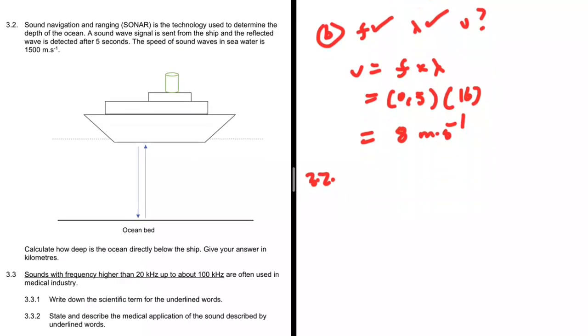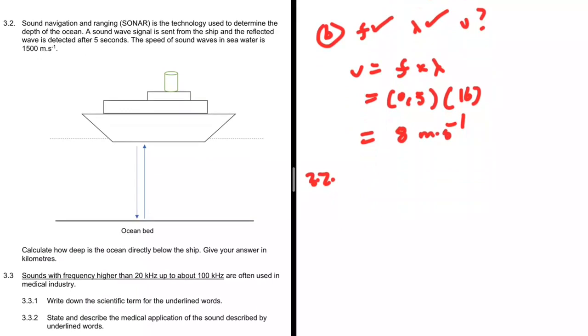3.1.6. Let's take a look at 3.2. Sound navigation and ranging. Sonar is the technology used to determine the depth of the ocean. A sound wave signal is sent from the ship and then the reflected wave is detected after 5 seconds. The speed of sound waves in seawater is 1,500 meters per second. Calculate how deep is the ocean directly below the ship. Give your answer in kilometers.